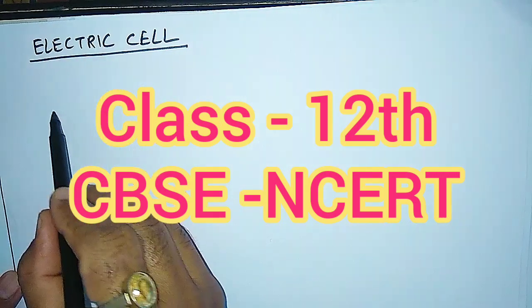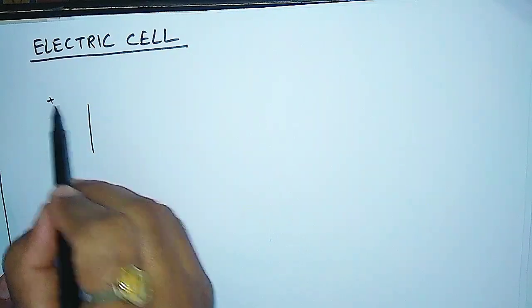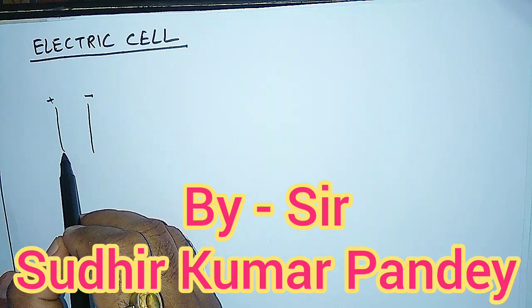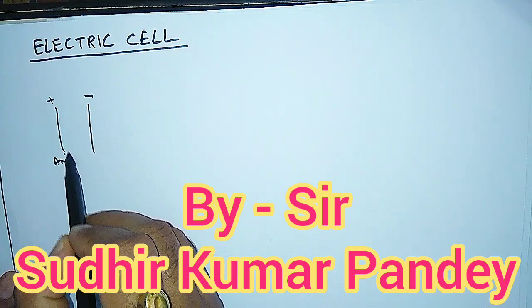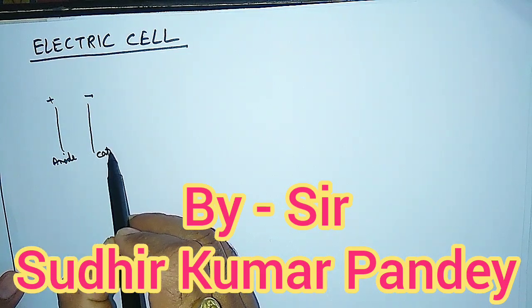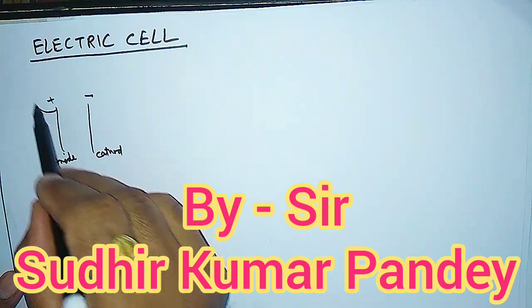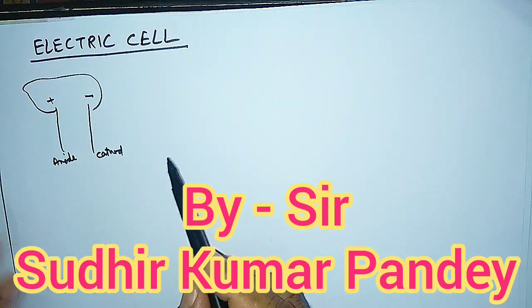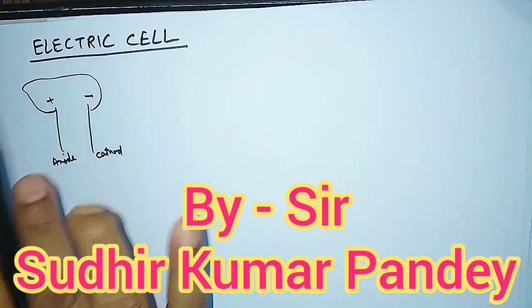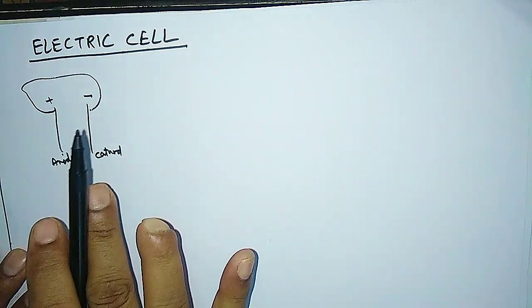You know very well, a cell has two terminals, positive and negative. Positive means the anode, and the negative means the cathode. Okay, so it maintains the supply in the circuit. This is the main function of the electric cell.